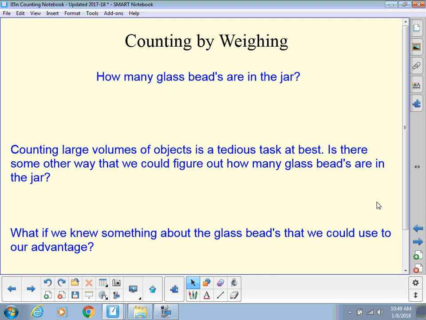Well, when it comes to large volumes of objects, trying to count them would be quite tedious. If I assigned one of you to sit down and count every single one of these beads, you probably wouldn't be very happy about that. So is there some other way that we can figure out how many glass beads are in the jar? Well, what if we knew something about the glass beads that we could use to our advantage?